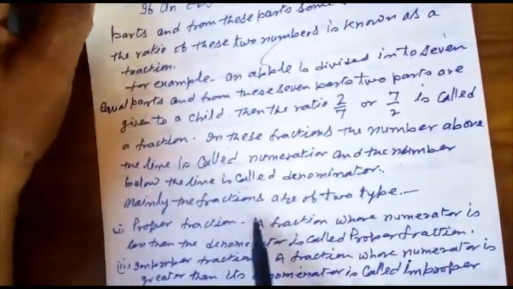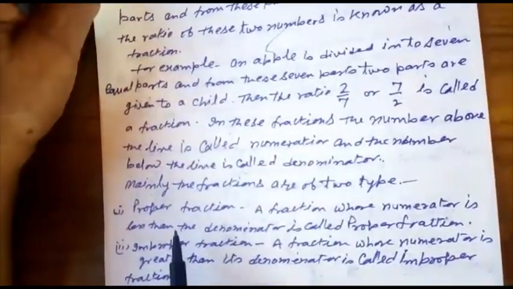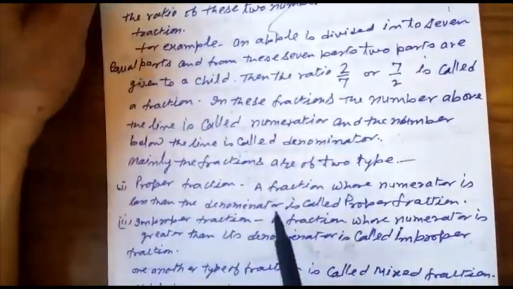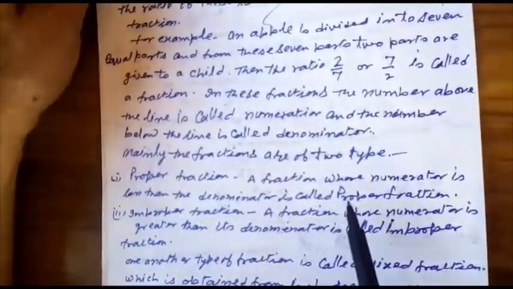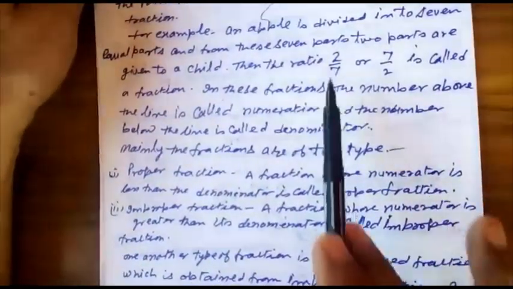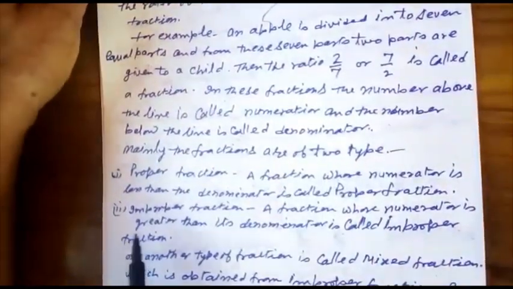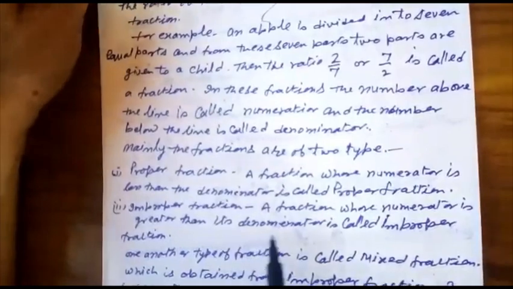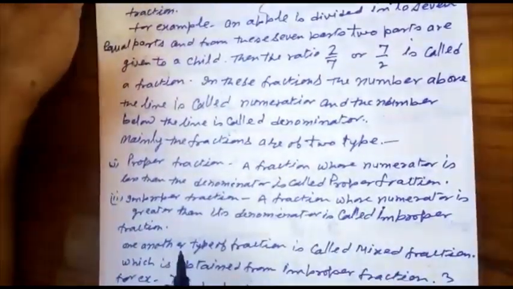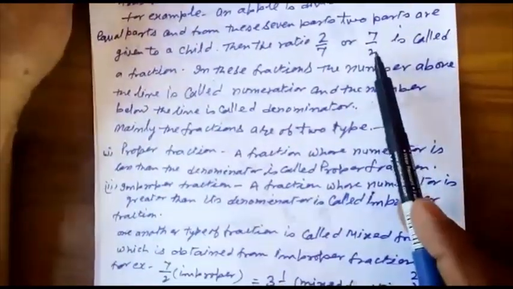Mainly, the fractions are of two types. Number one, proper fraction. A fraction whose numerator is less than the denominator is called a proper fraction, like 2 upon 7. And improper fraction, a fraction whose numerator is greater than its denominator is called an improper fraction, like 7 upon 2.